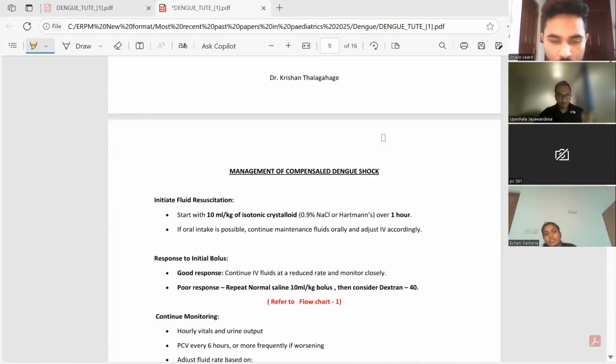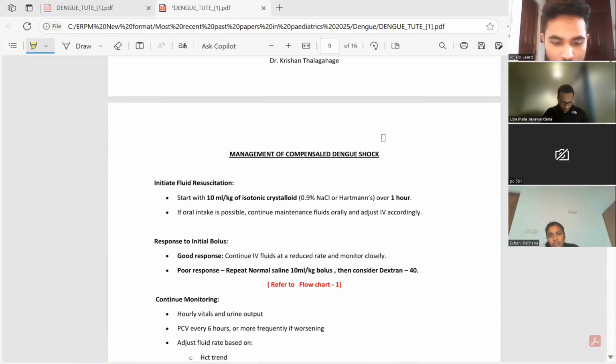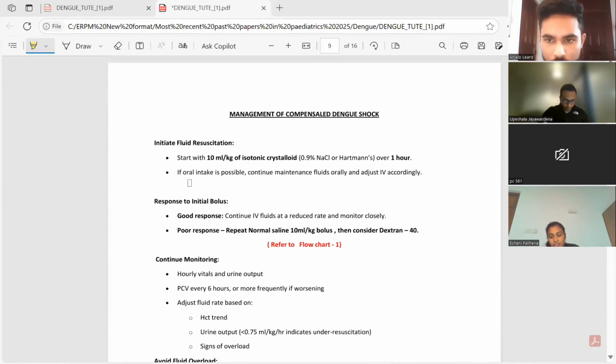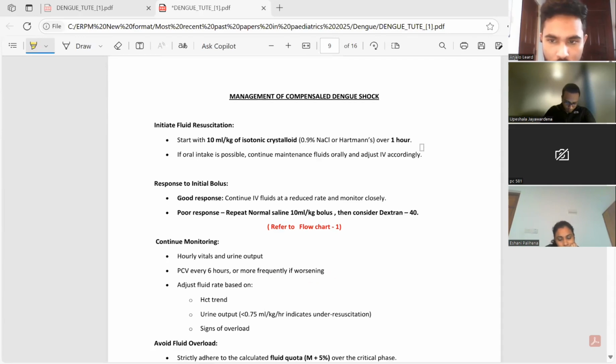So if you go to the guideline again, management of the critical phase we have already discussed. Management of compensated dengue shock. How is compensated dengue shock managed? Initial fluid resuscitation is 10 ml per kg isotonic crystalloid. That is what Geethmi said, what? Normal saline. Normal saline over 1 hour. Right? Normal saline over 1 hour.